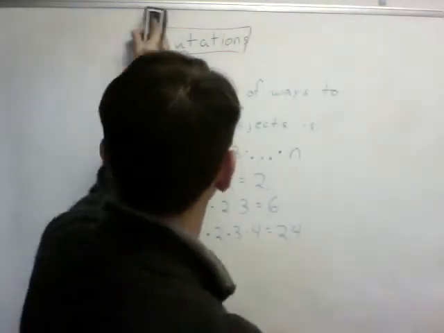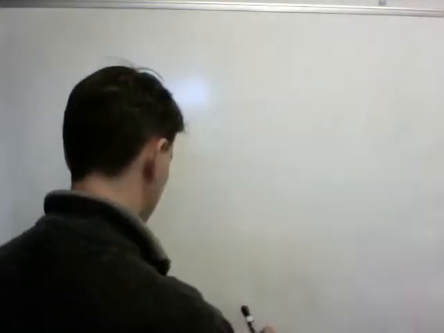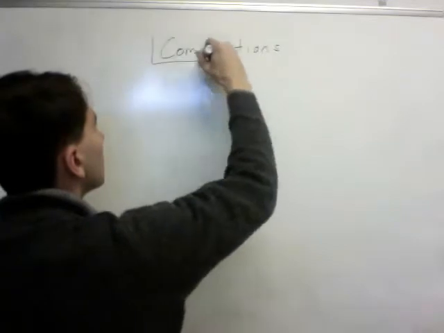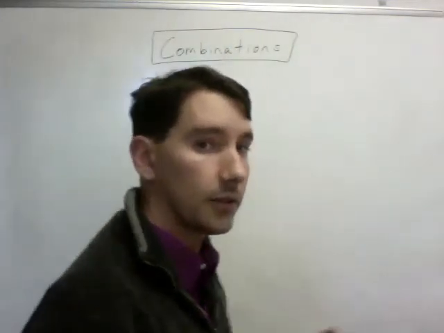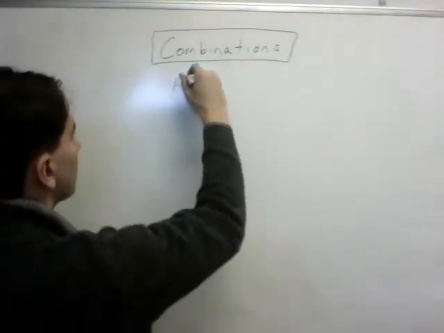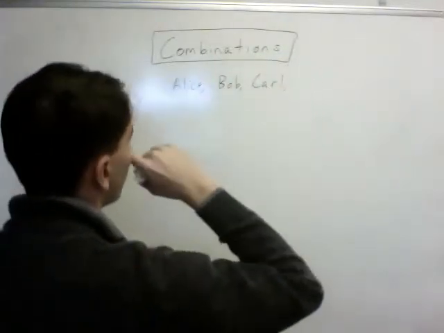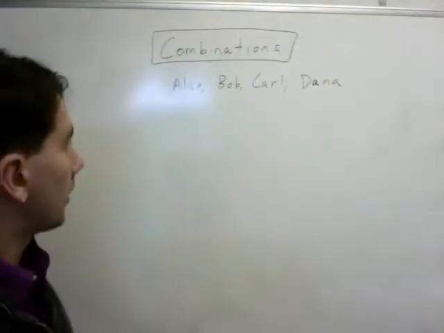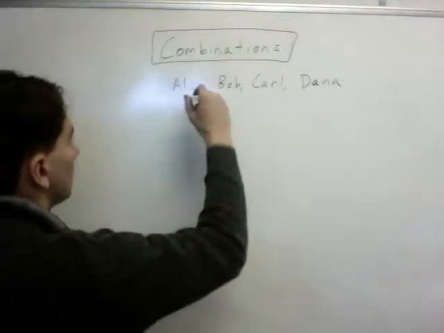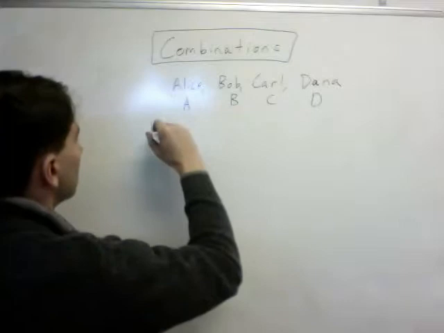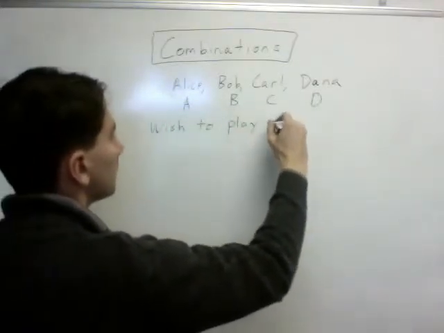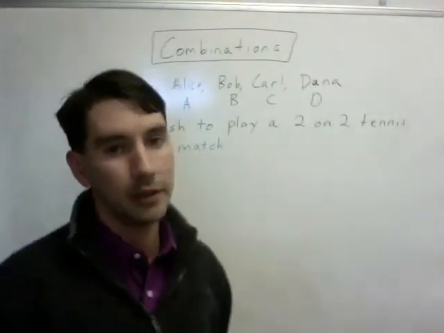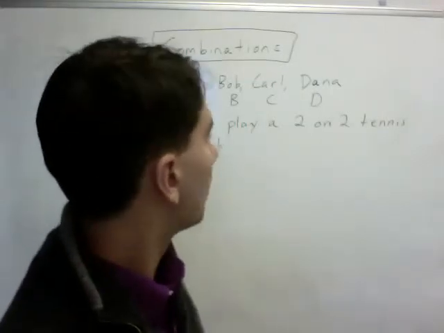The other topic I wanted to talk about really quickly was combinations. So let's run through a quick example here, too, to get the idea. So say we have 4 people who want to play a tennis match. We'll say Alice, Bob, Carl, and I don't know, Dana. Okay, so we've got these 4 friends. They're going to play a 2-on-2 tennis match. So we'll represent them by A, B, C, and D. We'll say they're all relatively equal players, and they're all friends. So they don't really care how the teams are divided up. How many possible teams could we make?